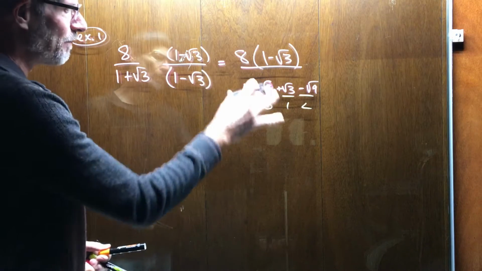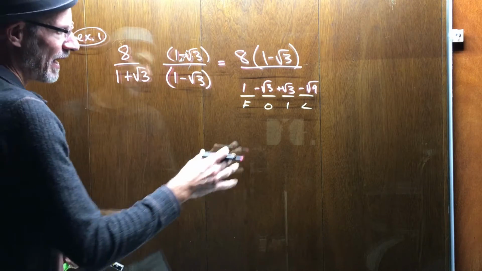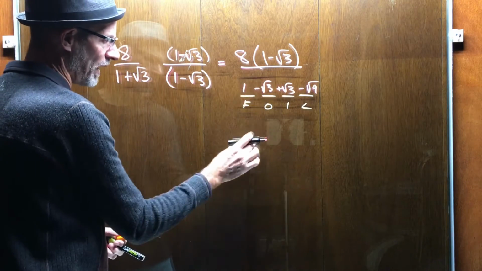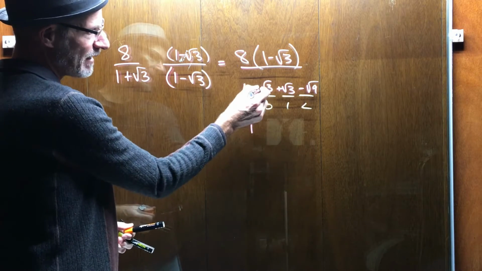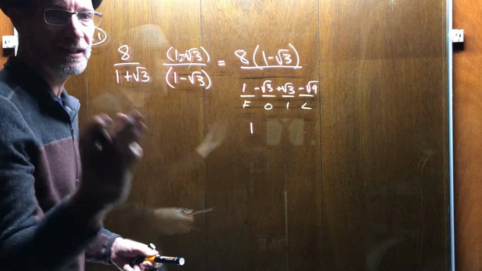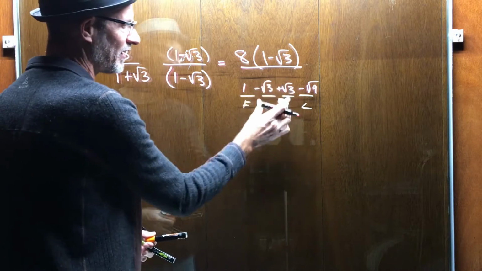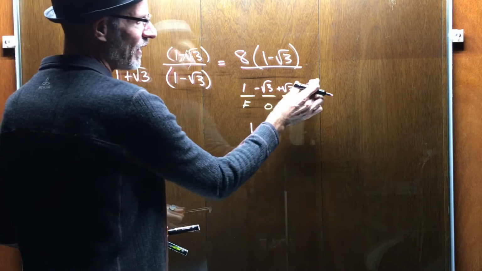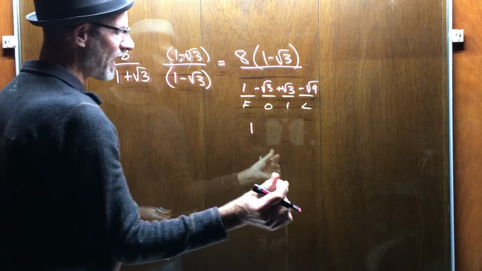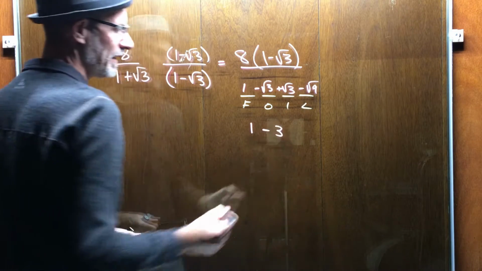So now we're going to simplify the bottom a little bit, and I'm just going to do this right here. We have 1, and then negative root 3 and positive root 3 add up to 0. That is why we are using the conjugate. It eliminates this part of the problem for us. And then the negative square root of 9 is negative 3.